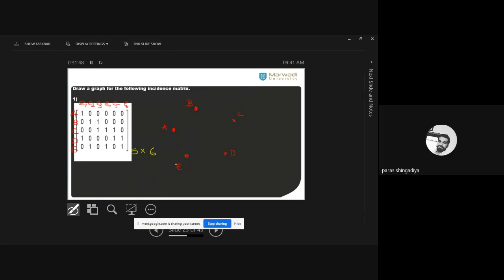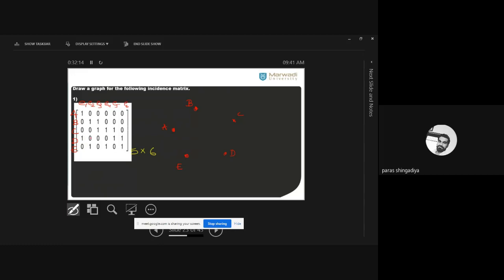So what does it mean? E1 is connected in between A and D. Clear? The E1 edge is connected in between A to D. You have to connect A and D by one edge and mention the notation for the edge, that is E1. Again I repeat that. First you have to consider the first column. Okay, mention all the required notation, and then after just observe each column.